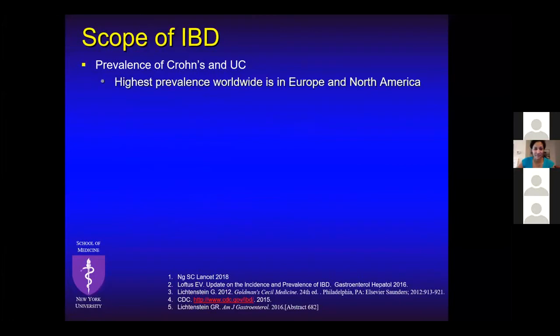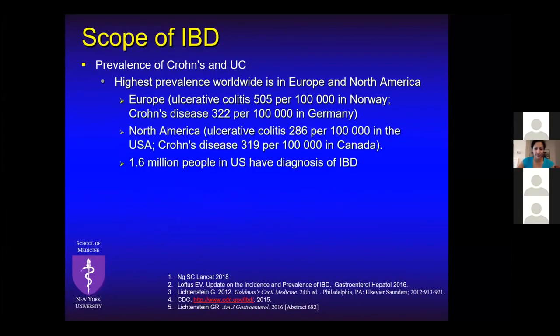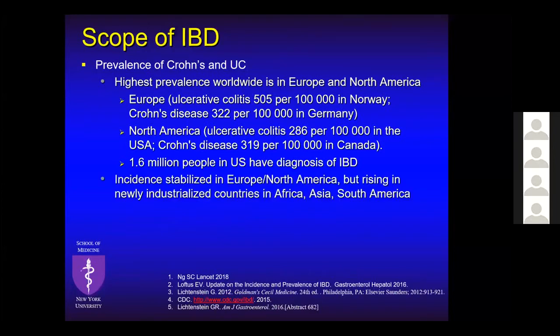The prevalence, as you know, is highest in Europe and North America. In Europe it's about 505 per 100,000 for ulcerative colitis in Norway, and Crohn's is about 322 per 100,000 in Germany. And in North America, it's a little bit less than the European. In New York, ours seems to be higher, so we're probably closer to the European prevalence. About 1.6 million have it, and it's been rising in Africa, Asia, and South America.